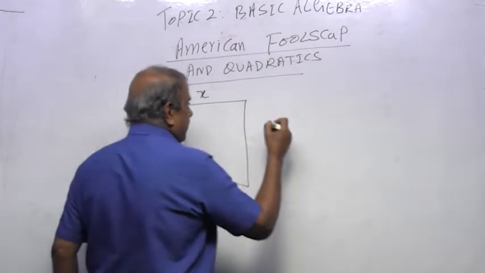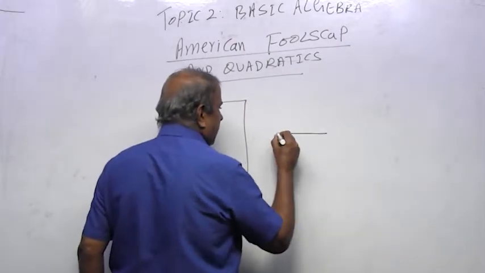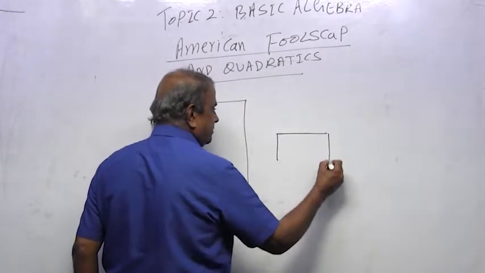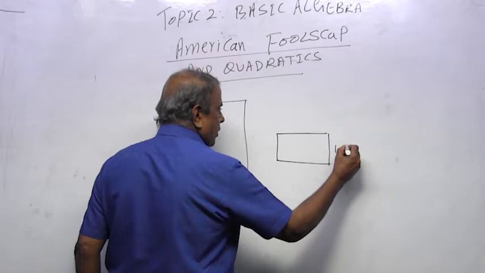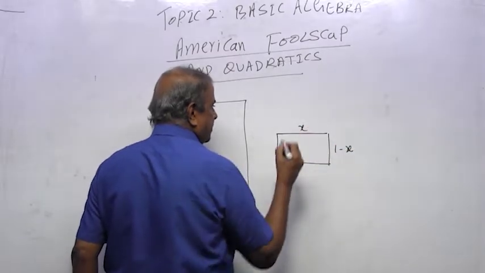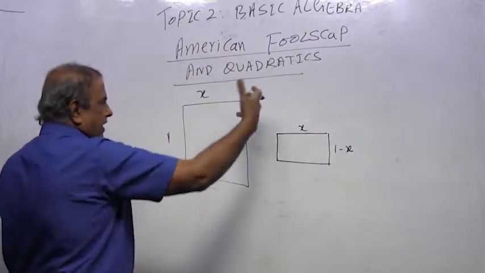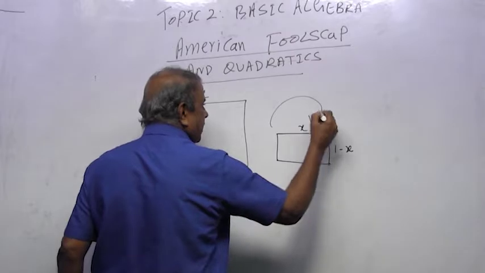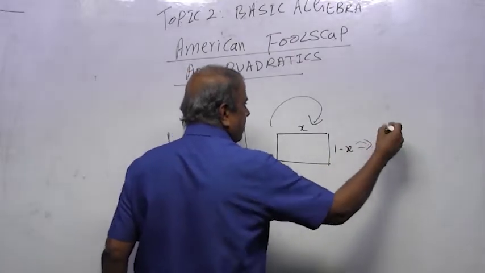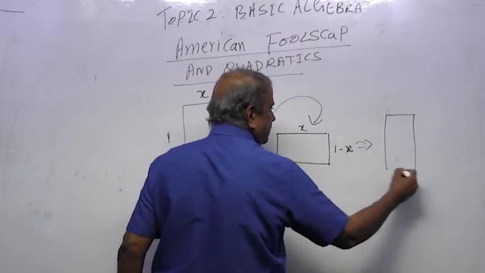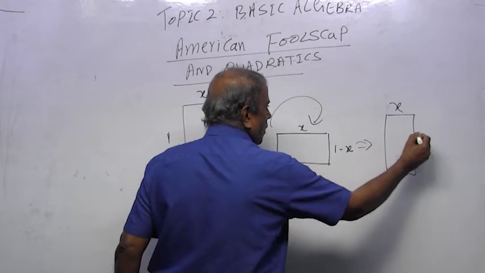And then I folded this so that I now got a rectangle that was 1 minus x and that was x. And obviously I need to turn it round, so I will rotate it. So that will become x and 1 minus x.